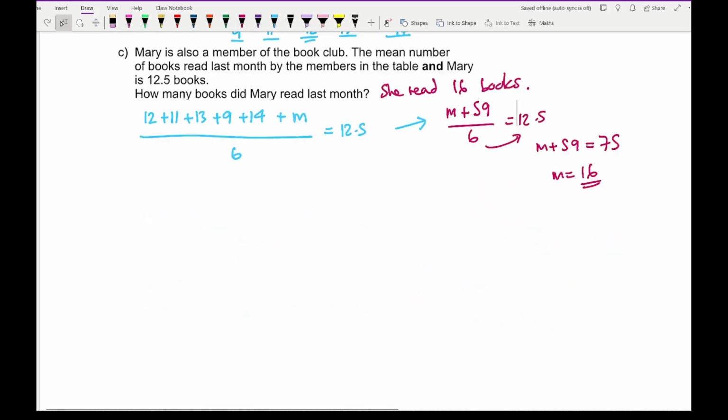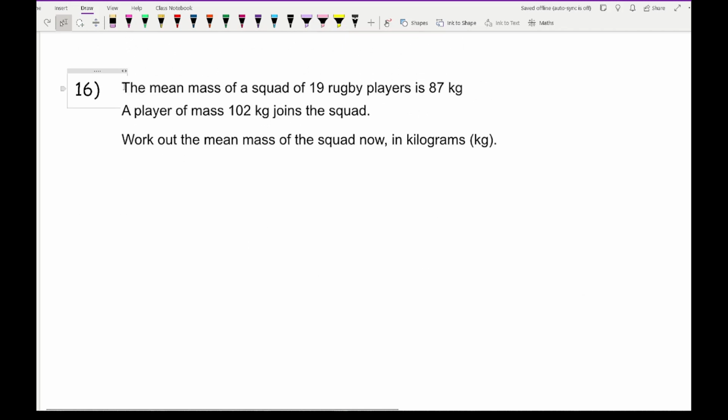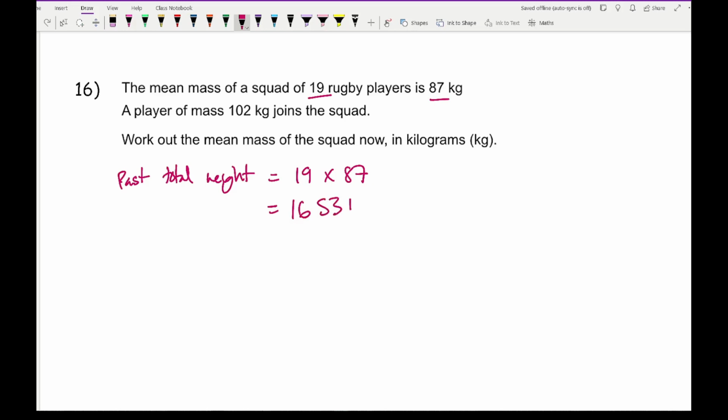And good for her. Moving on to question 16, it says the mean mass of a squad of 19 rugby players is 87 kilograms. A player of mass 102 joins the squad. Work out the mean mass of the squad now. So for this, what we need to do first is work out the total number of kilograms those 19 rugby players had. So before, the total weight was 19 times 87, and if I type that into my calculator, 19 times 87 gives us a total weight of 1653 kilograms.